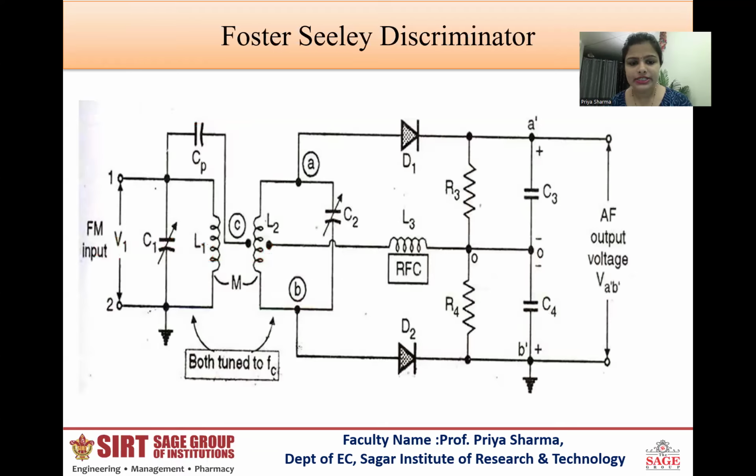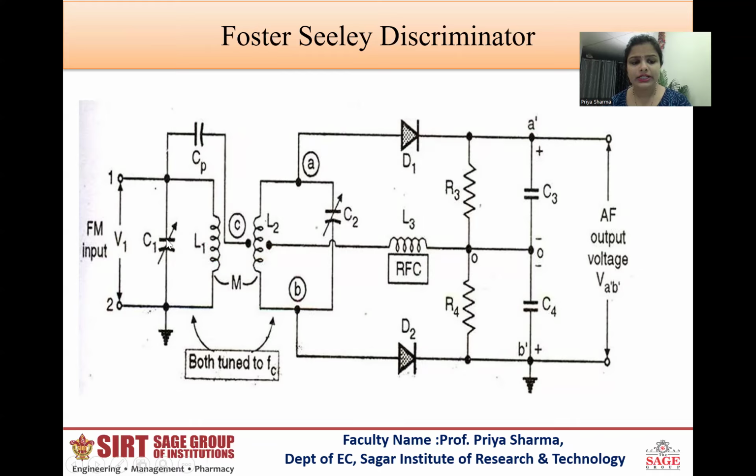Coming to the next detection technique, which is the Foster-Seeley. As you can see, the diagram is almost similar to the balanced slope detector with a slight difference. D1 and D2 are the same. Here, one inductor is included and the coupling capacitor is also included. Okay, students, the diode placing is the same. Output is taken from the same area, and the minor difference is that both these LC filters are tuned to the same frequency.